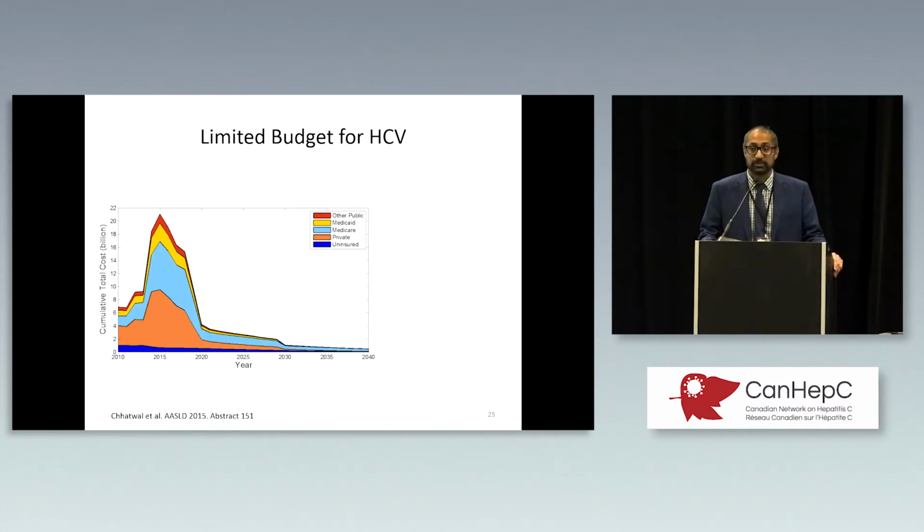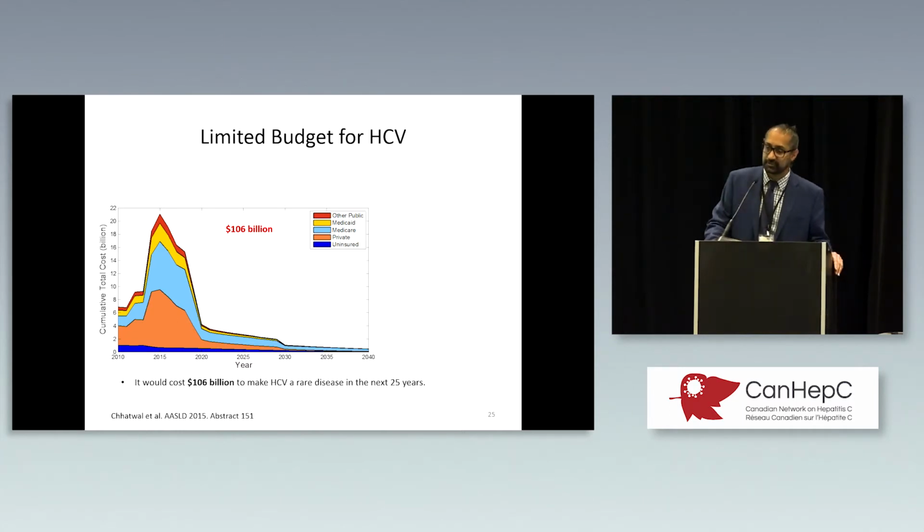So though in the US we assume that we have unlimited resources, when it comes to hepatitis C, this is not the case. If you look at how much we would have to spend to eliminate hepatitis C, or let's say to make it a rare disease, from this mathematical model, this number comes to close to $100 billion, which is no doubt a large number.